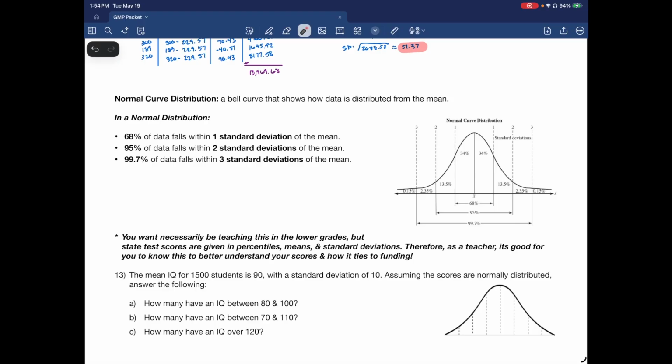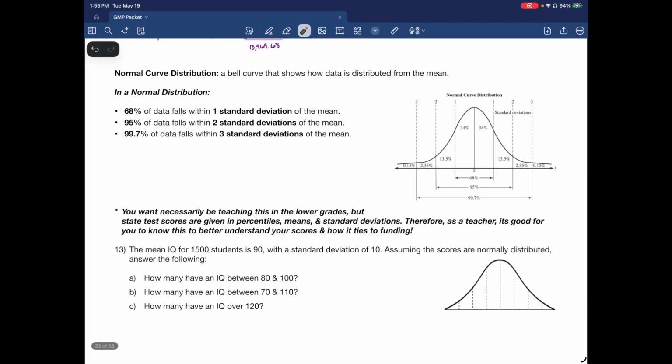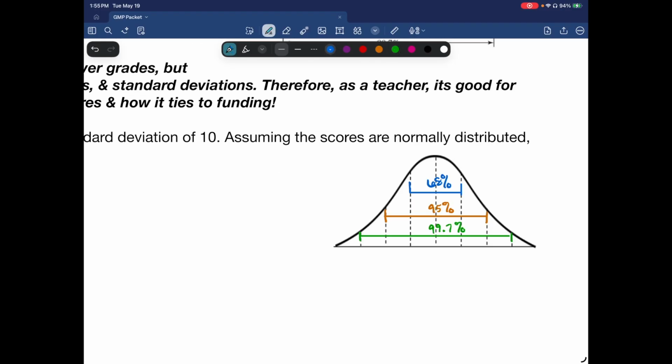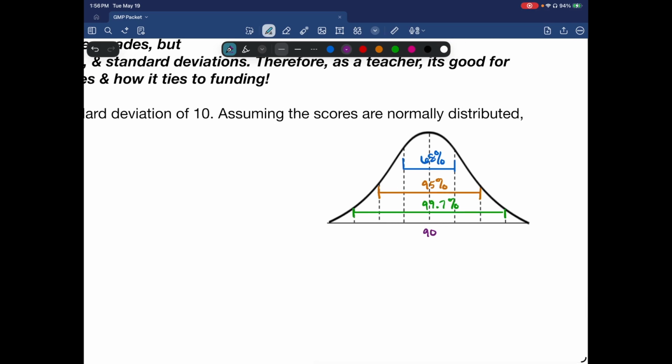Again, you won't necessarily be teaching this in lower grades, but it's good to know as a teacher because of test scores and understanding how scores are divvied up and how it ties to funding. All right, so we got our curve set up. It says that the mean IQ of 1,500 students is 90. So 90 goes in the middle. That's where your mean goes. And then the standard deviation is 10. So I'm going to go up 100, 110, 120. And I'm going to go down by 10: 80, 70, and 60.